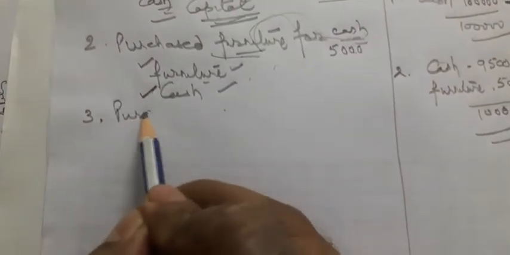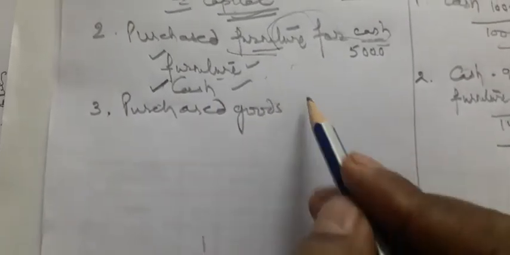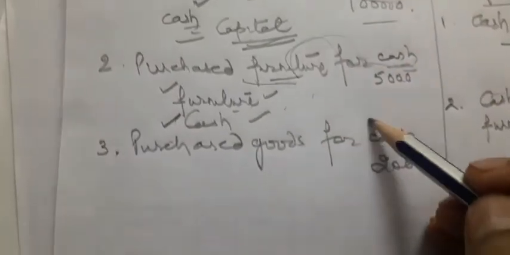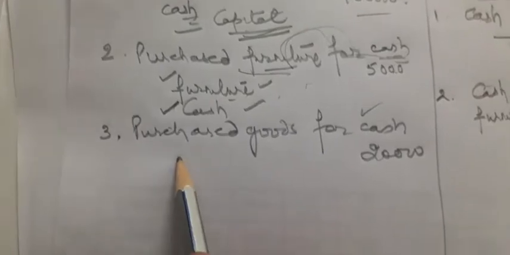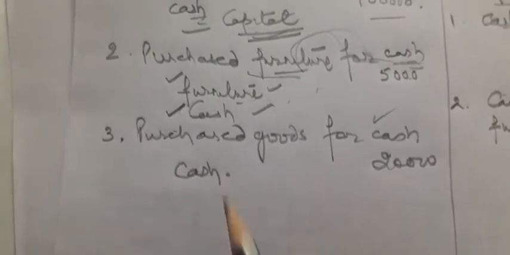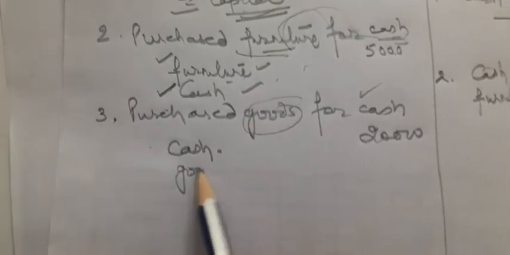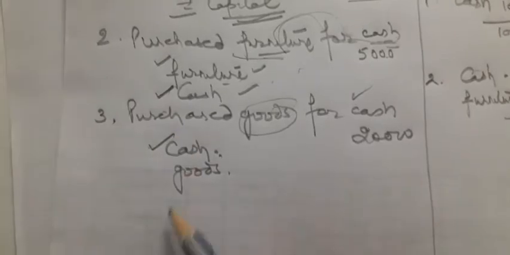Transaction number 3, purchased goods for cash, 20,000 rupees. Two aspects are involved in this transaction. First one is cash. When you're purchasing goods, cash is going out of the business, and the other aspect is goods, which are coming in the business. Cash is an asset, goods is also an asset.